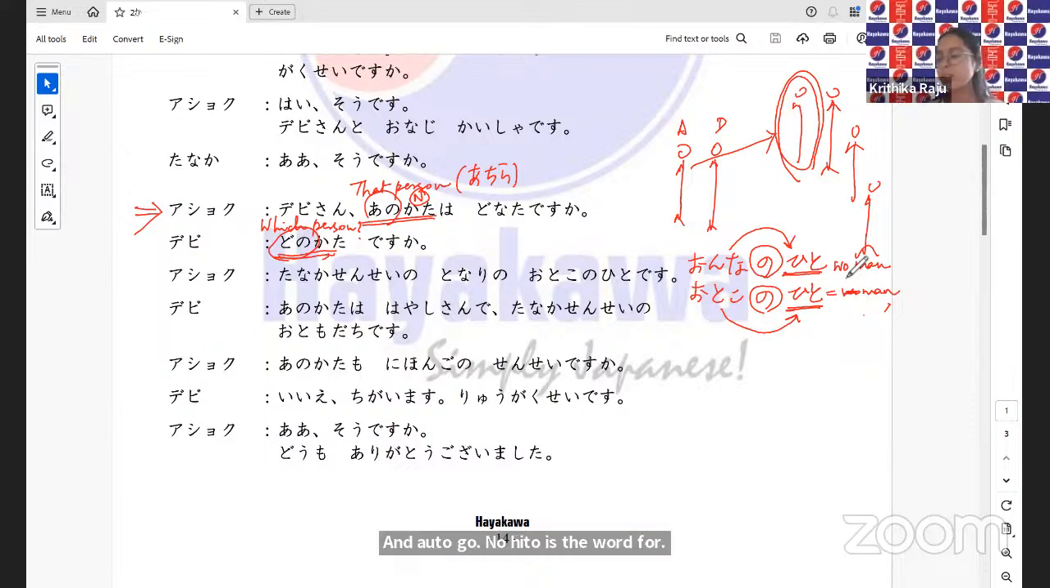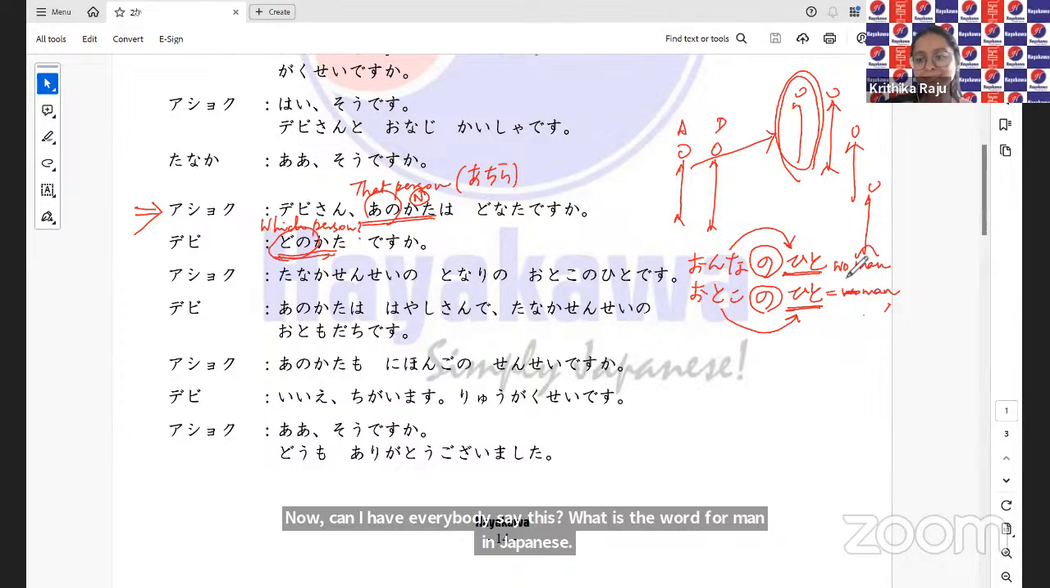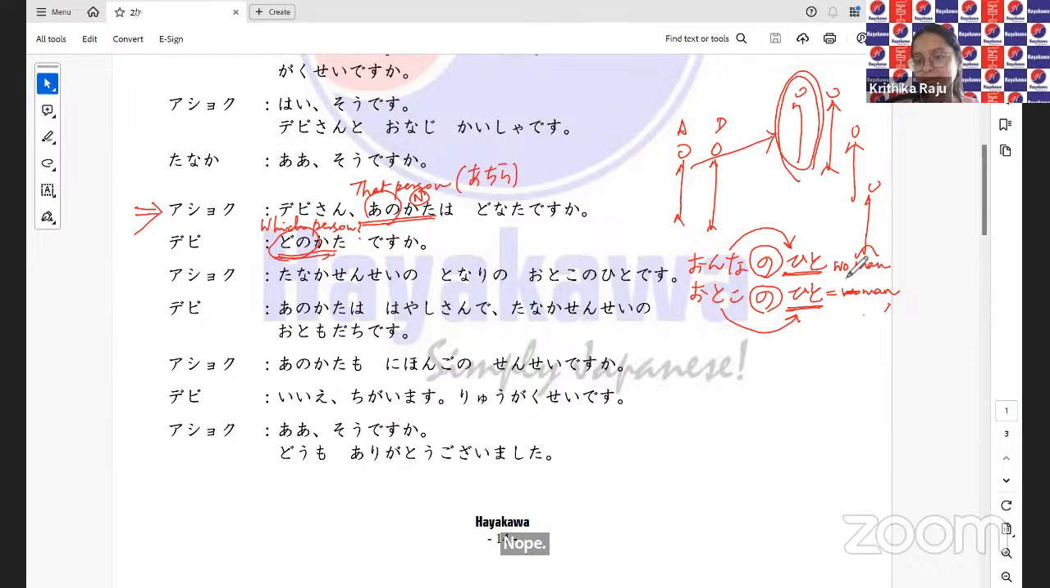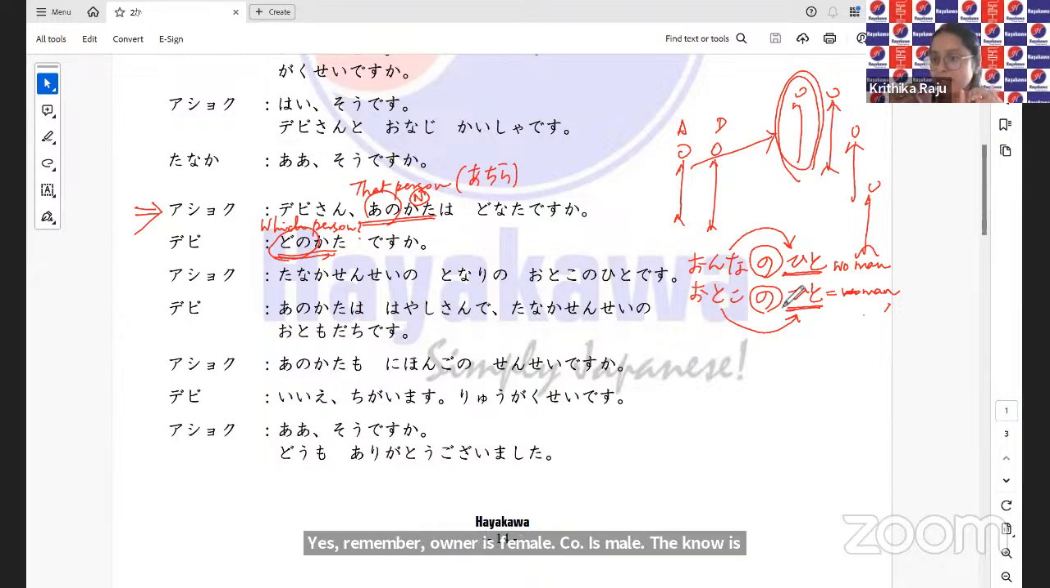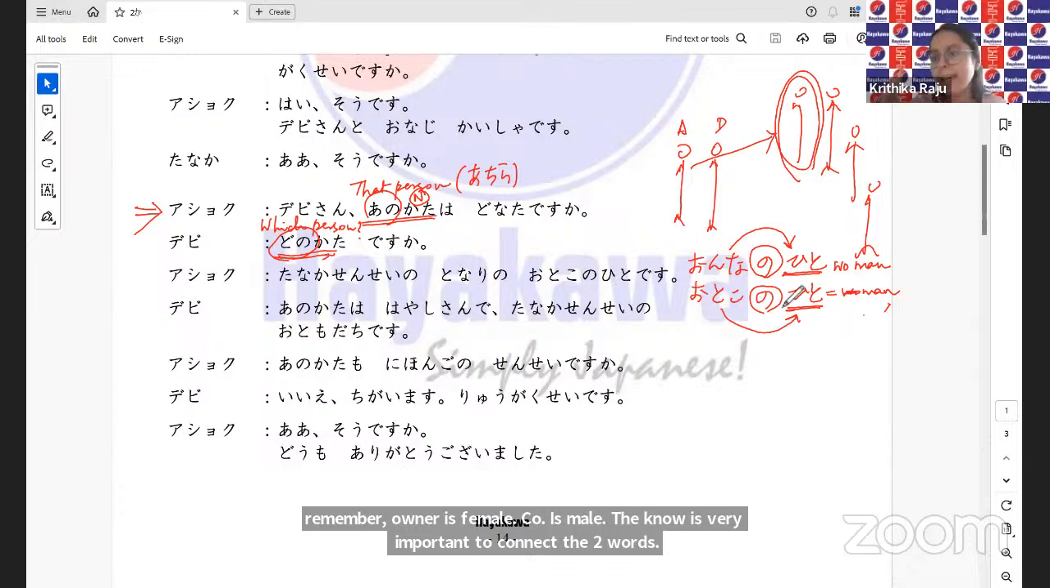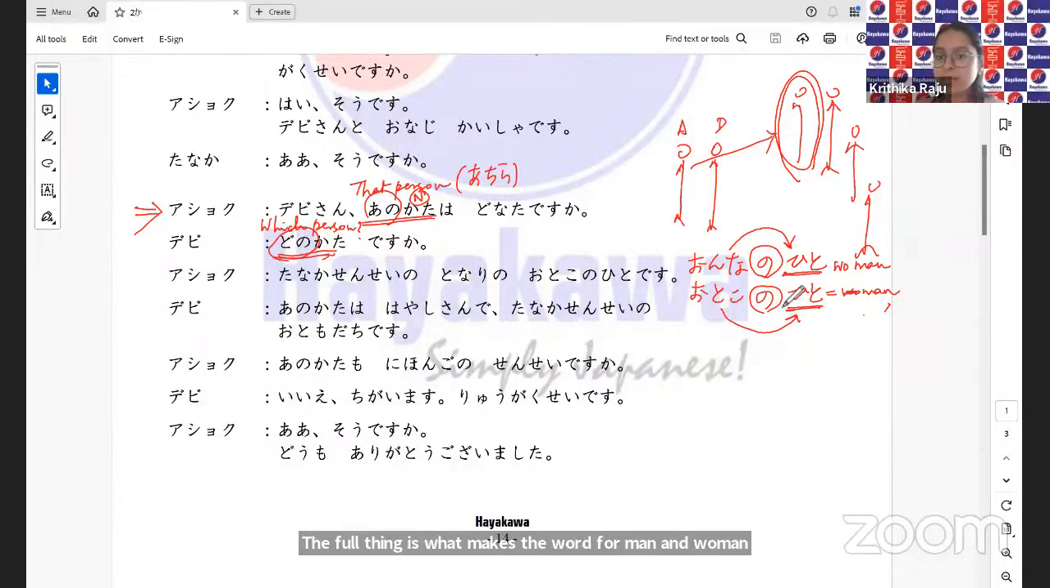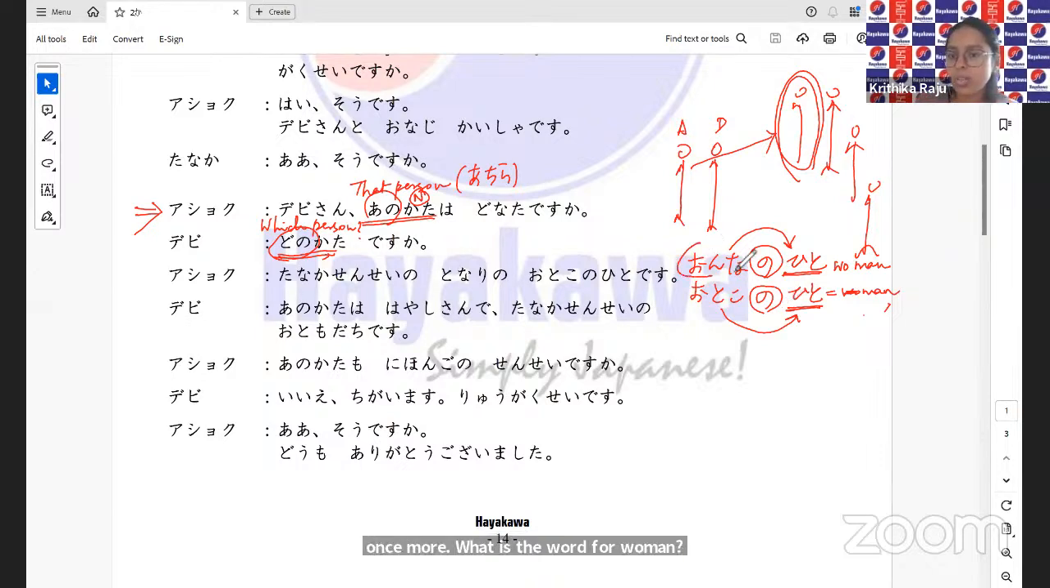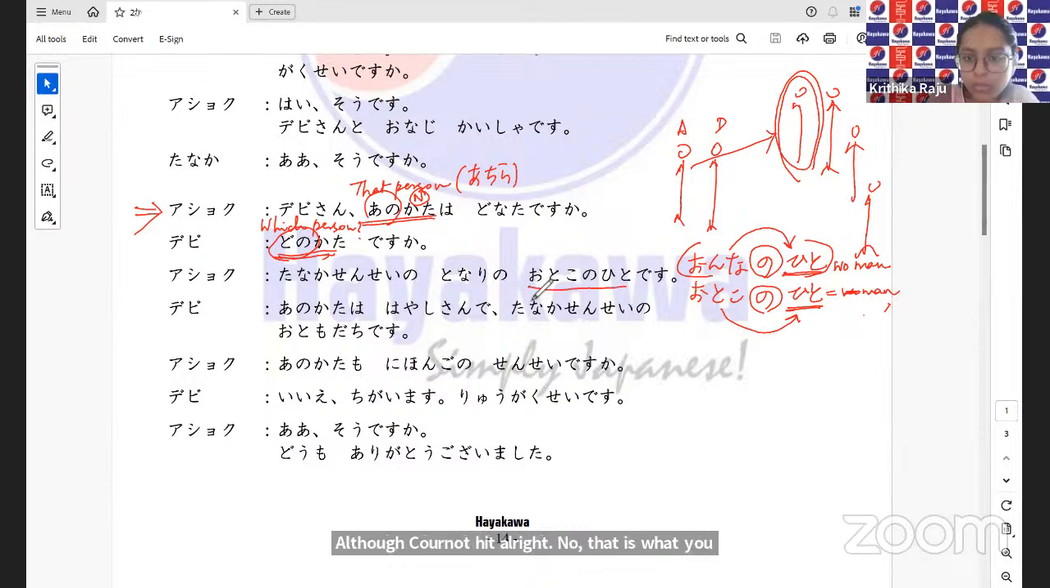All right. Now, can I have everybody say this? What is the word for man in Japanese? Otoko no hito. The whole thing. What is the word for woman? Onna no hito. Remember, onna is female, otoko is male. The no is very important to connect the two words. The full thing is what makes the word for man and woman. Once more, what is the word for woman? Onna no hito. What is the word for man? Otoko no hito. All right. Now that is what you find here. Otoko no hito. Man.